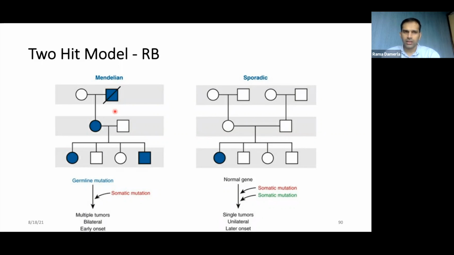But on the other hand, there are more familial cases of RB that occur in a Mendelian fashion because of germline mutations. So these individuals are already born with the germline mutation, and all it requires is one somatic mutation. So the time required here is much longer, but here the time required is much lower. These tumors are characterized by multiple tumors. There's also bilateral onset of tumors. So these tumors occur in both eyes, and they always occur in early onset.